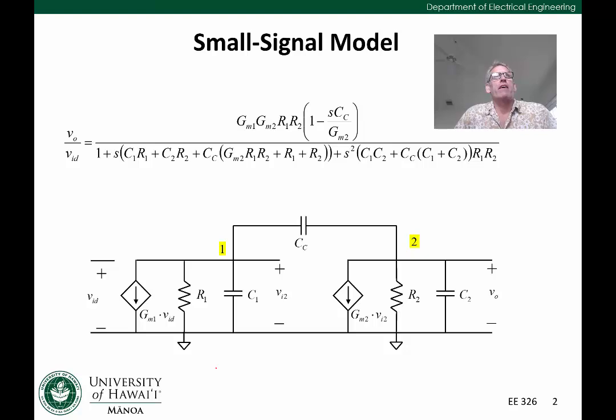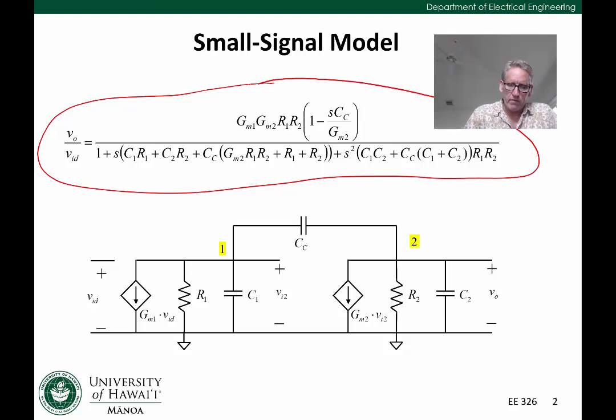As we discussed last time, we introduced this small signal model for the two-stage amplifier. And then we also introduced this derivation. We didn't actually go through the whole derivation, but if we went through doing KCL at nodes 2 and 1, and then combined the two equations to get rid of VI2 here, we'd end up with this as our transfer function. And this tells us the relationship between the output V out and our input VI differential.